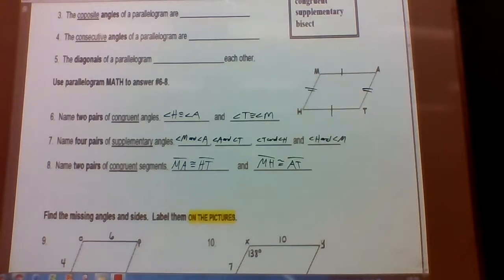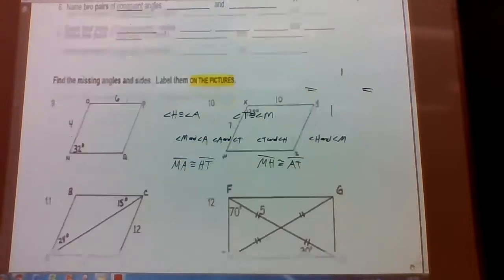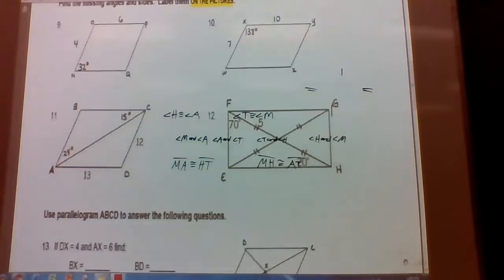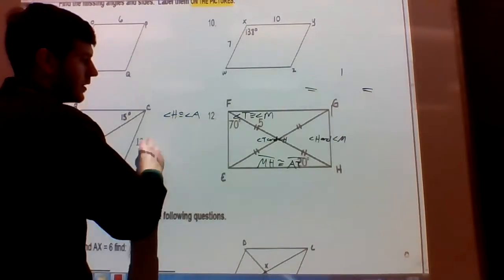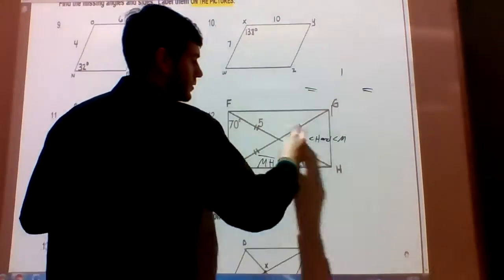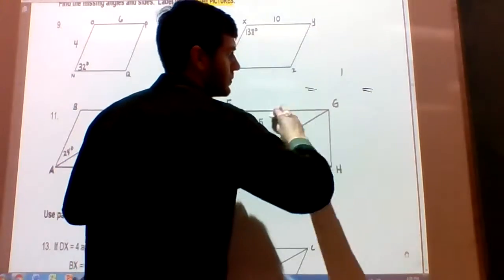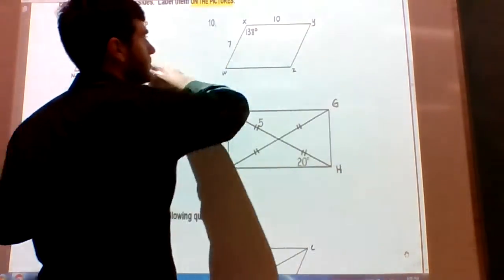Right, so 5 properties. Opposite sides are congruent. Opposite angles are congruent. Consecutive angles are supplementary. The diagonals bisect each other. And then the 5th one is the way we define the parallelogram, which is that two pairs of opposite sides are parallel.